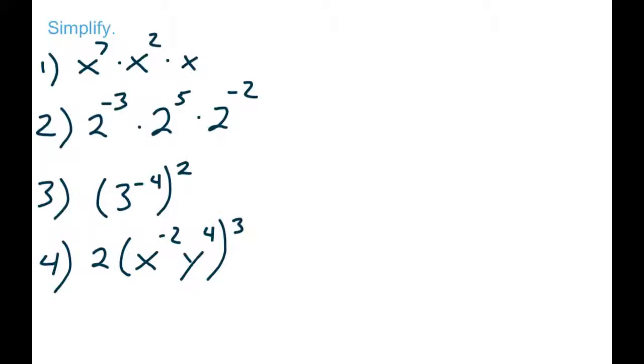Alright, so number one, when I'm multiplying and I have the same base, which I do, my bases are x, then the base stays, and I add the exponents, 7, 2, and when there's no exponent there, we know there's always a 1. 7 plus 2 plus 1 is 10, x to the 10th power. Same thing here. I have the same base of 2. I'm adding my exponents, negative 3 plus 5 plus negative 2 is 0. And I can simplify that more because I know that anything to the 0 power is 1.